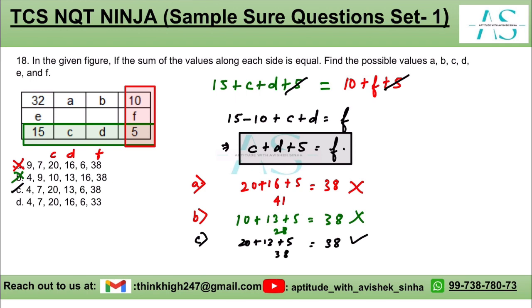But let me just check the last one real quick. 20 plus 16 plus 5. 20 plus 16 is 36 plus 5 is 41, and here F value seems to be 33, so it is not matching. All three are eliminated. Option C will give you the exact values of A, B, C, D, E and F, and that is how we can use this to answer these type of questions.